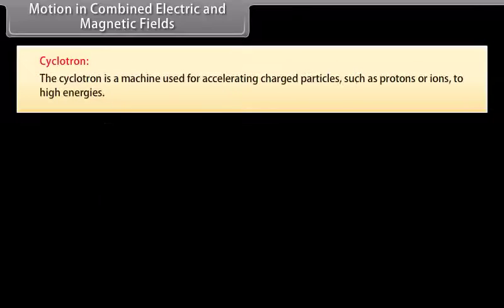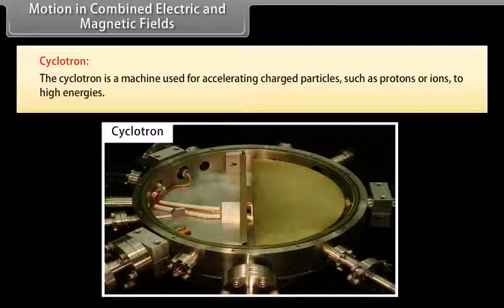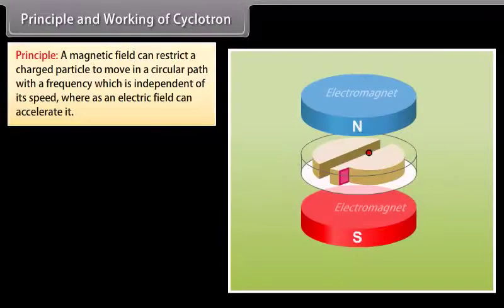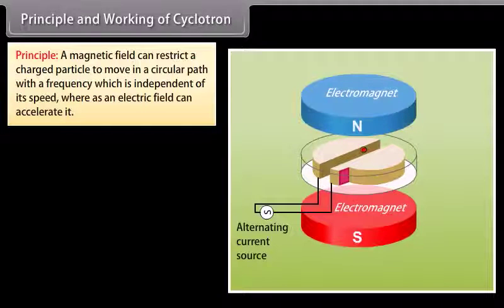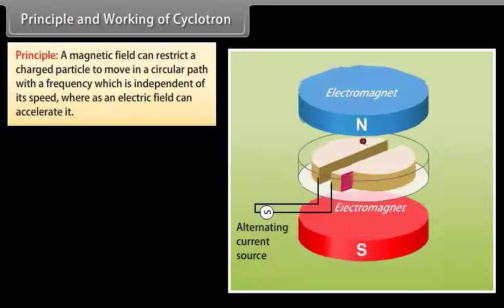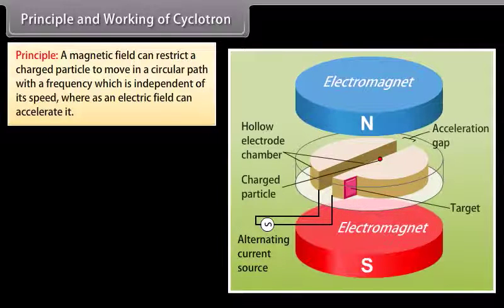Cyclotron. The cyclotron is a machine used for accelerating charged particles such as protons or ions to higher energies. Principle and working of cyclotron. Cyclotron works on the principle that a magnetic field can restrict a charged particle to move in a circular path with a frequency which is independent of its speed, whereas an electric field can accelerate it.